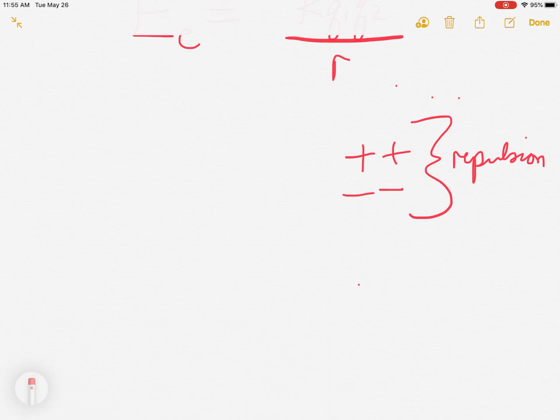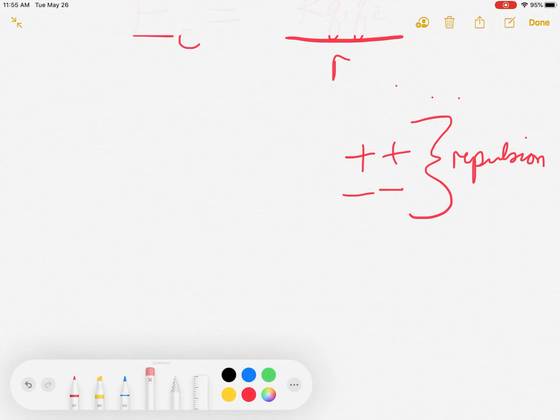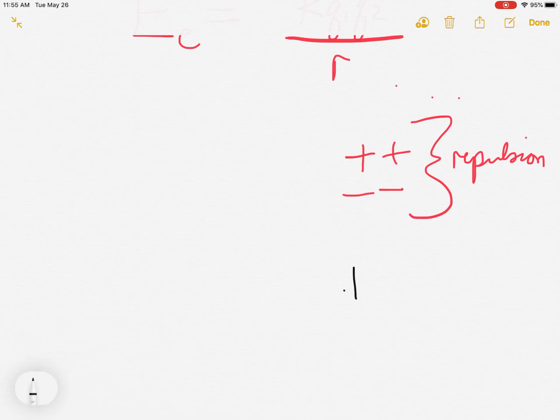but the opposite is the one, whoops, I meant to write a plus and a minus there. The opposite, can't write with an eraser, there we go. So the opposite one, the plus and the minus, is the one that gives us attraction.